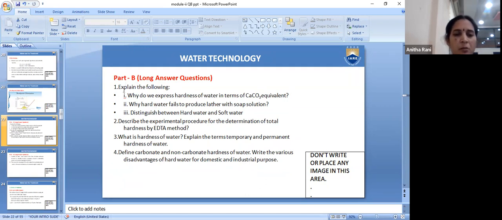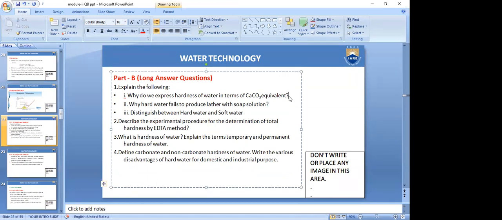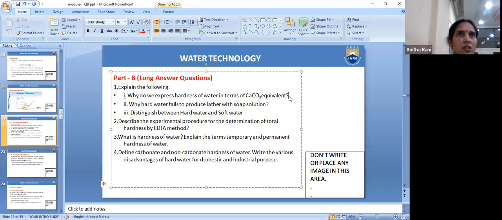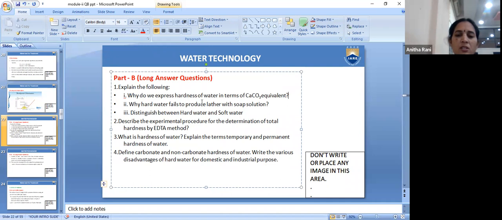Now, first question, part B, long answer questions. Why do we express hardness of water in terms of calcium carbonate equivalent? Why are we expressing the hardness of water in terms of CaCO3? The molecular weight is 100, so it is easy to calculate. One more point: it is an insoluble salt, the most insoluble salt in water.